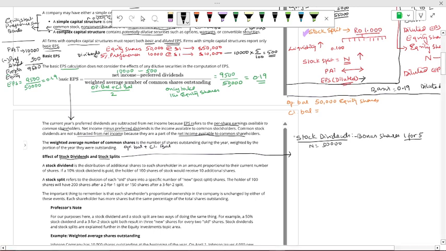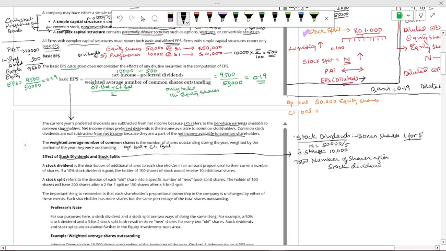Now, bonus shares will be how much? Bonus shares will be 50,000 divided by 5. How many bonus shares will come? 10,000. Now the total number of shares after the stock dividend.